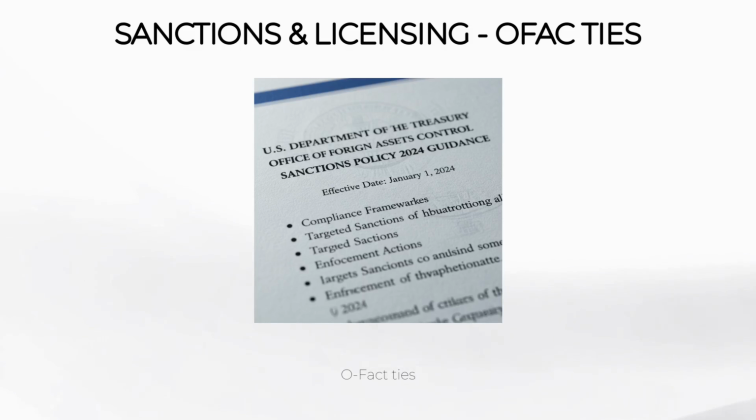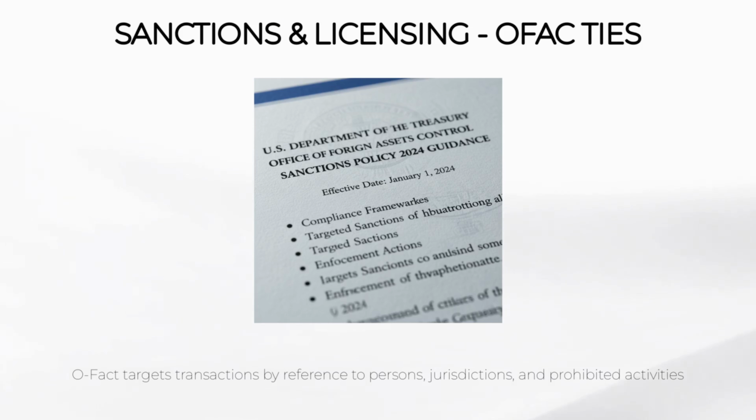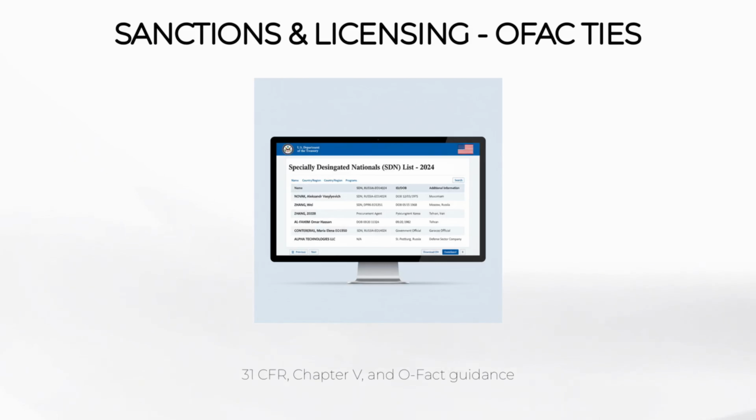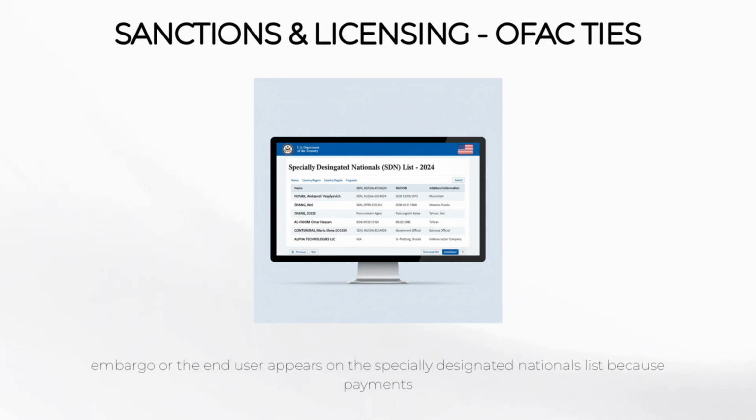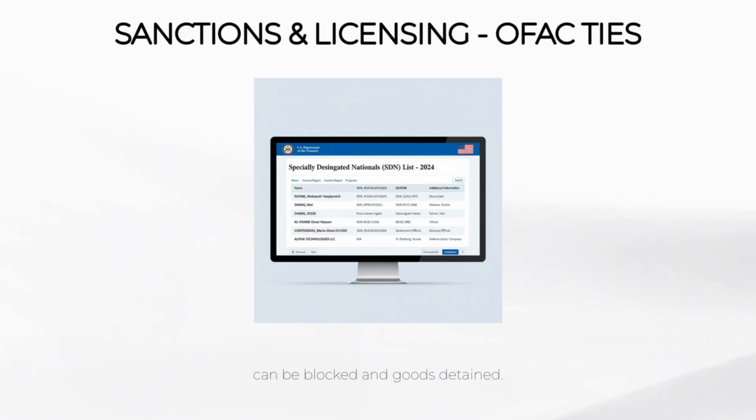OFAC ties. Contrary to a common assumption, sanctions and export controls are not interchangeable tools, and one does not automatically substitute for the other. OFAC targets transactions by reference to persons, jurisdictions, and prohibited activities using a sanctions logic that differs from the item-based logic of ITAR and the technical classification logic of the EAR. See 31 CFR, Chapter V, and OFAC guidance. A BIS license to ship a dual-use sensor to a country means nothing if OFAC has an embargo or the end user appears on the Specially Designated Nationals list, because payments can be blocked and goods detained.